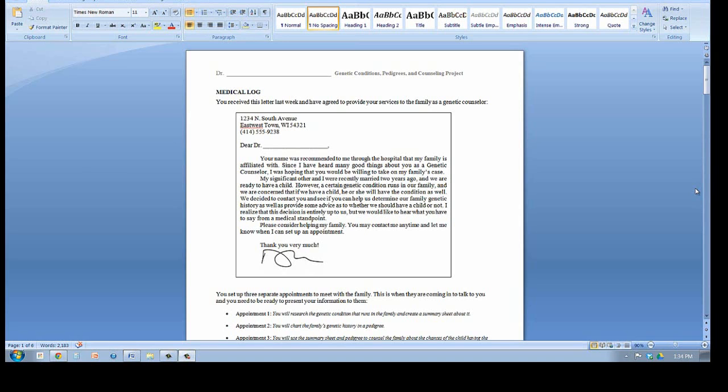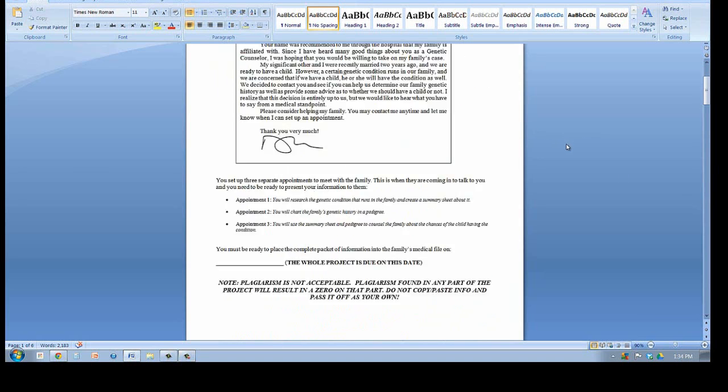We decided to contact you and see if you can help us determine our family genetic history, as well as provide some advice on whether we should have a child or not. I realize that this decision is entirely up to us, but we would like to hear what you have to say from a medical standpoint. Please consider helping my family. You may contact me at any time and let me know when I can set up an appointment.